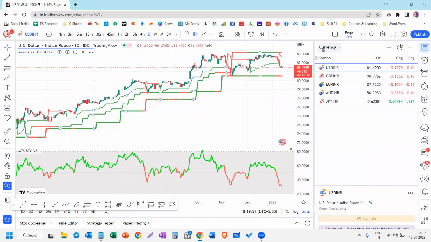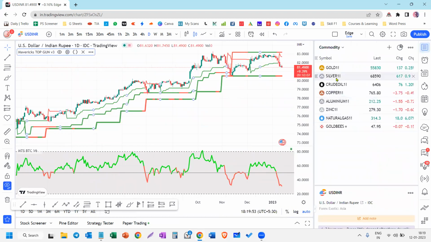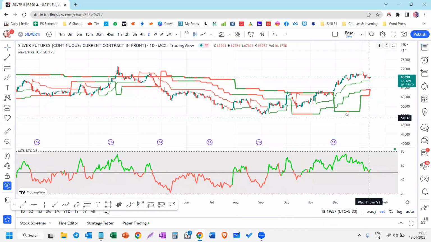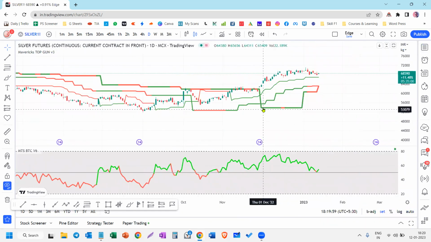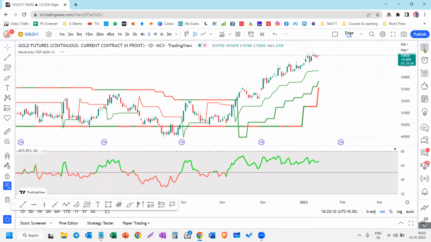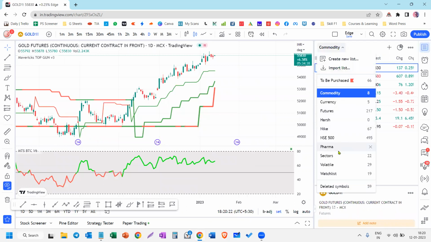Let's check on commodity, silver. This is the candle on which buy came. Be in the trade till the time the first one is not broken. Let's go and check gold. Same thing. This is the candle where the buy came. Don't exit till the first super trend is broken. Let's check any share you want.